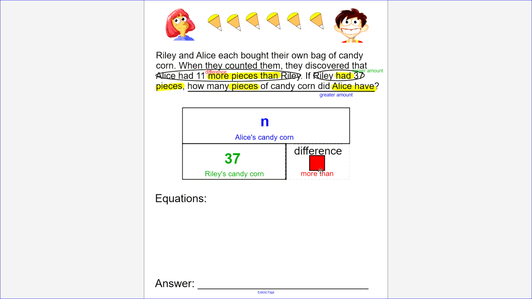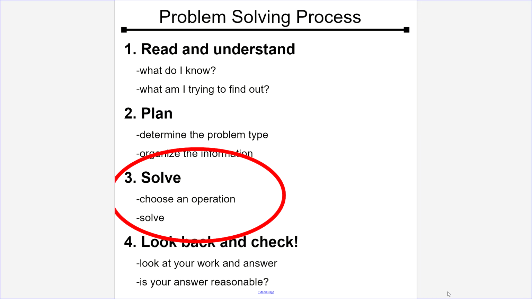And finally, what is our difference? How many more pieces of candy does Alice have than Riley? Oh yeah, Alice had 11 more pieces of candy according to the story problem. So I'll fill that in for my difference. Now, third grade, that we've finished filling out our bar diagram and planning our work, we can move on to step 3, choosing an operation, addition or subtraction, and solving.